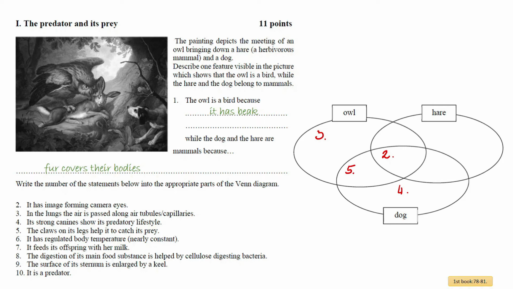It has regulated body temperature, nearly constant. Okay, all of them are warm-blooded animals, so number 6 comes next to 2. It feeds its offspring with her milk. That is true for the mammals, so the hare and the dog. So 7 belongs to this part. The digestion of its main food substance is helped by cellulose digesting bacteria. The hare is a herbivorous animal, and these bacteria help the animal to break down cellulose. The surface of its sternum is enlarged by a keel. The keel is a special characteristic feature of birds. It is a predator. That's going to be true for the owl and the dog, so number 10 belongs to this part.